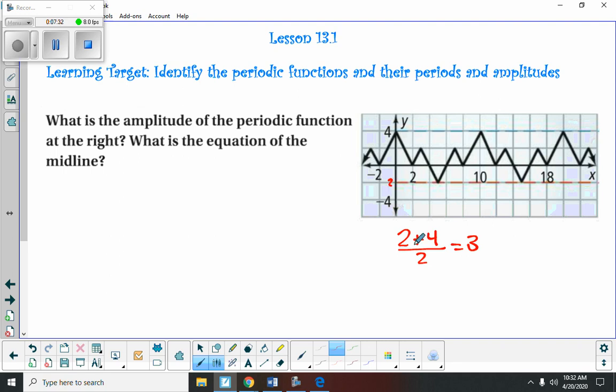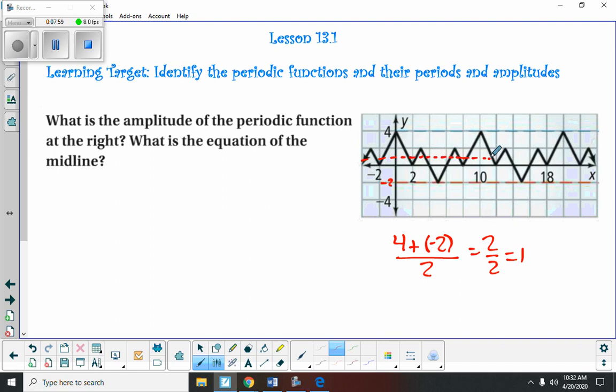oops, I did that wrong. Let me go back here because I wrote the wrong number down. I thought that is not right. So 4 plus, this is a -2. That's what I did wrong. So 4 plus a -2 divided by 2. So we want to find the average or the mean of 4 and -2. So that would be 2 over 2, which is 1. There we go. Now we're in business. That is the midline. That's the middle.